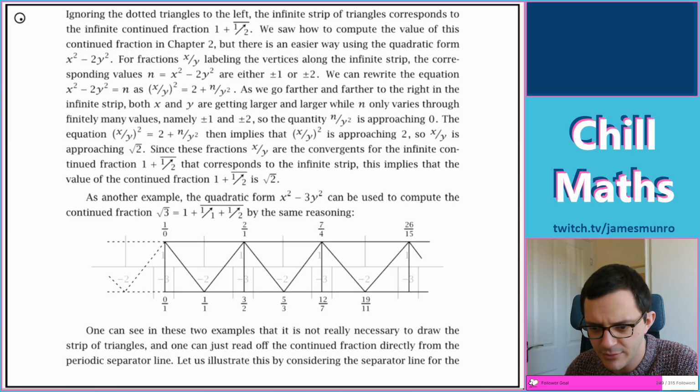Good. And then there's this one where there were more neighbours down here, I thought. More regions than there were up here anyway. So lots of lines in this diagram of a strip. Not really necessary to draw the strip of triangles. One can just read off the continued fraction directly from the periodic separator line.